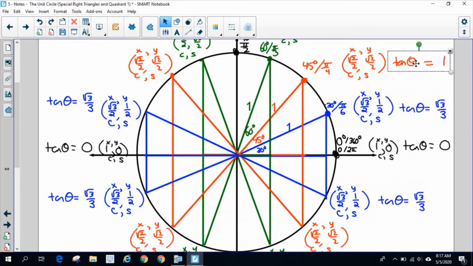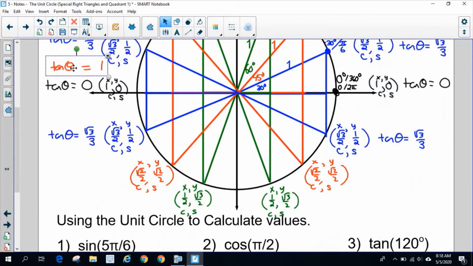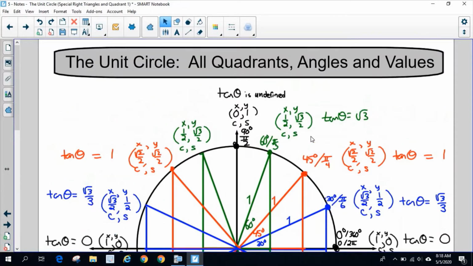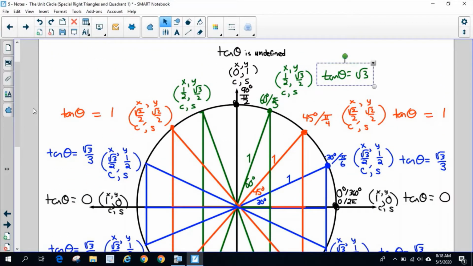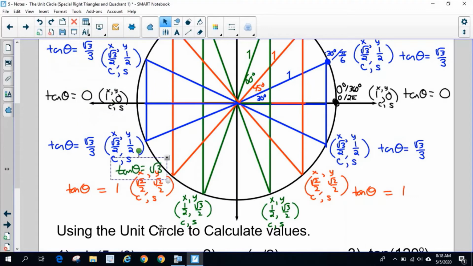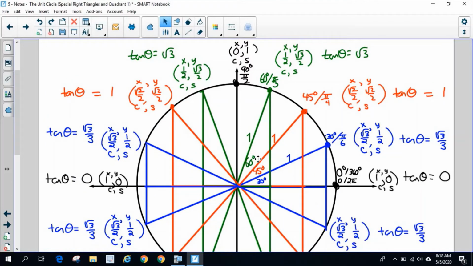Okay, so this one in my opinion is the easiest one to remember, because if you're dividing y divided by x and you have the same thing, you obviously are going to get 1. So all of these have a tangent value of 1. Okay, and then the last one, the 30, 60, 90 triangle oriented upward like this, if we divide y divided by x, we end up with root 3. Again, the calculation of how we did that is found in the video before this, to construct the first quadrant of the unit circle. So that's the values all the way around.